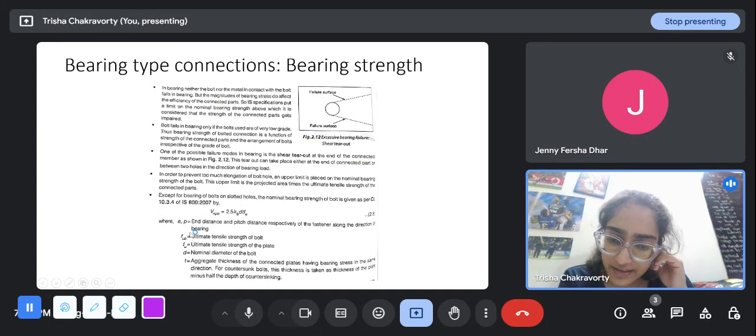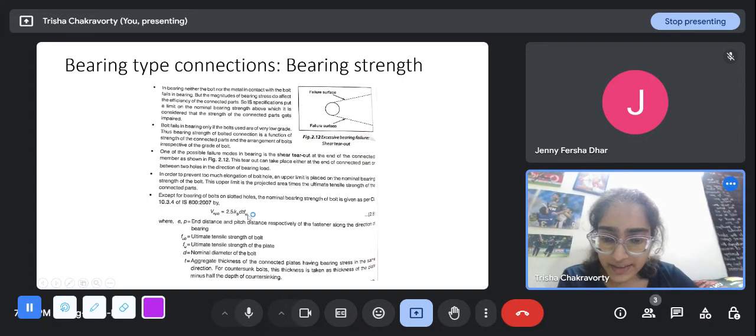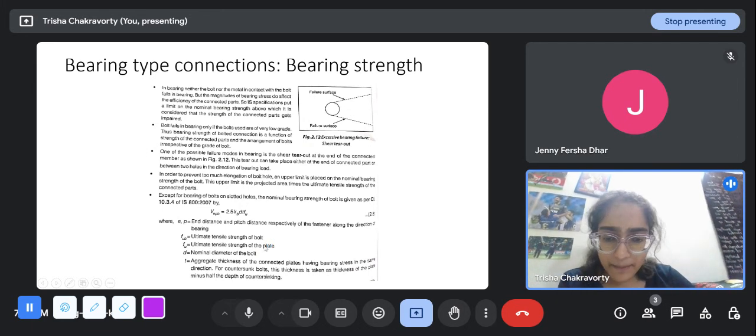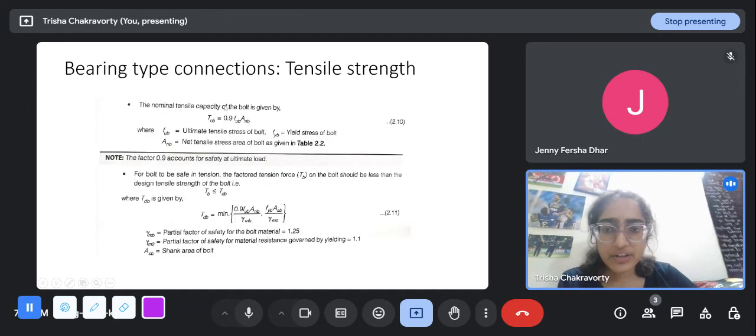E and P are the end distance and the pitch distance. T is the aggregate thickness of the connected plates having bearing stress in the same direction. It is the total thickness. Fu is the ultimate tensile strength of the plate, that is, of the steel material, and d is the nominal diameter of the bolt. This is the bearing strength.